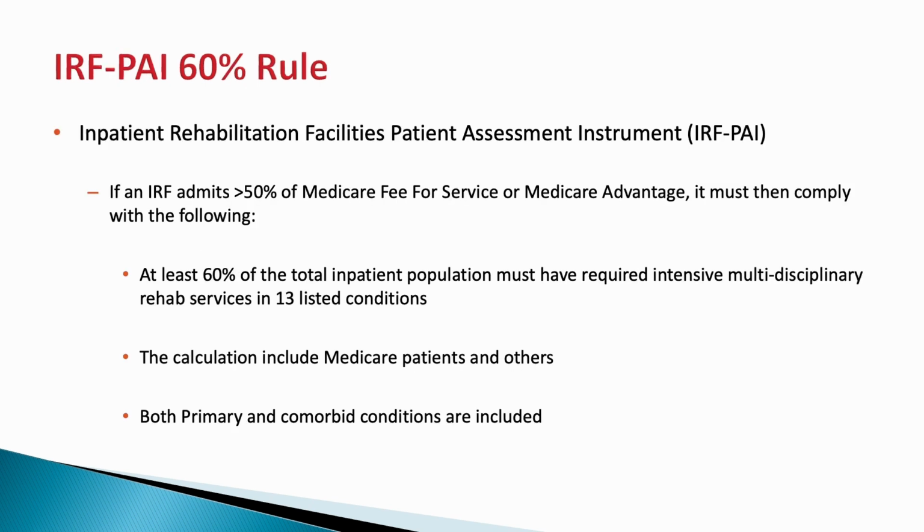IRF-PAI 60% rule. Inpatient Rehabilitation Facilities Patient Assessment Instrument, IRF-PAI. If an IRF admits greater than 50% of Medicare fee-for-service or Medicare Advantage, it must then comply with the following. 1. At least 60% of the total inpatient population must have required intensive multidisciplinary rehab services in 13 listed conditions. 2. The calculation includes Medicare patients and others. 3. Both primary and comorbid conditions are included.